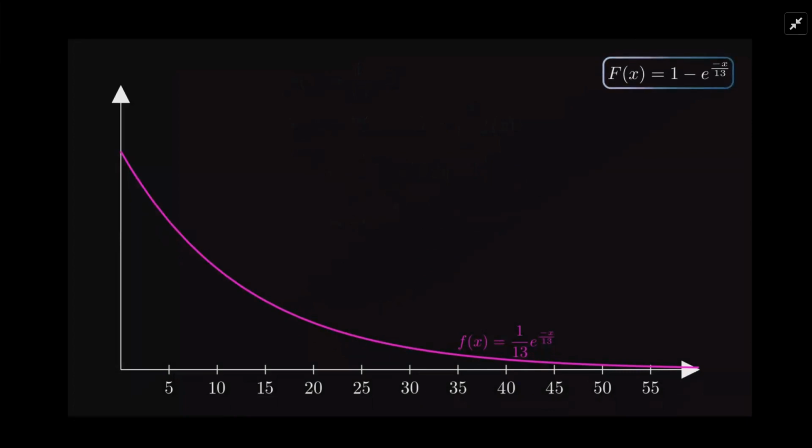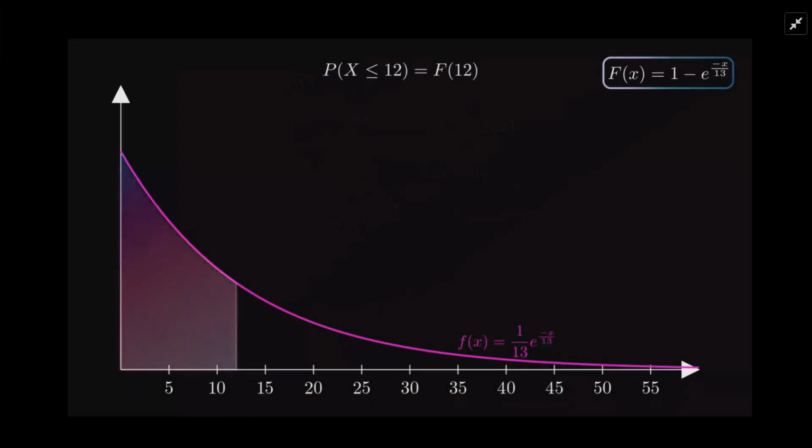Okay, first one, x less than 12. So we just plug 12 into the CDF. The probability is equal to the area under the curve from 0 to 12. We've already done the integration, so we just put 12 into the CDF, like so. And there's your probability.